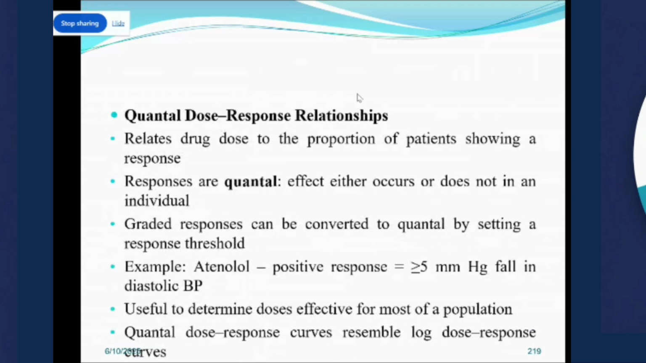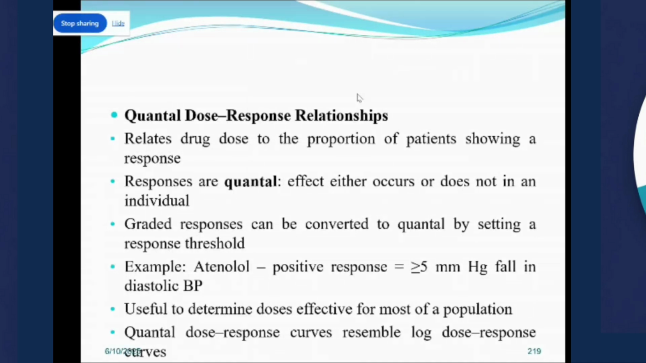Are we still together? Yes. Okay. Then we have what we call the quantal dose-response relationship. It relates drug dose to the proportion of patients showing a response. Responses are quantal. The effect either occurs or does not in an individual.